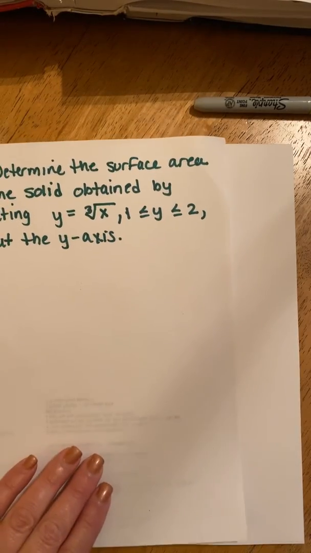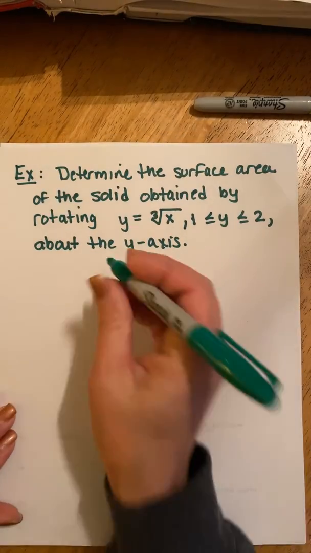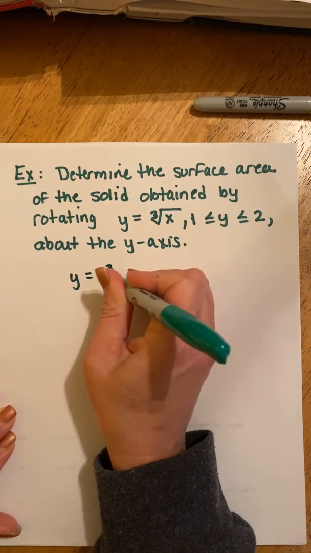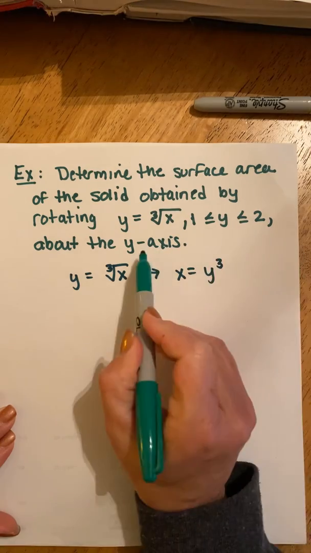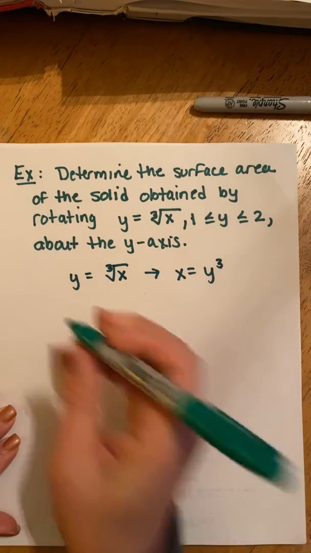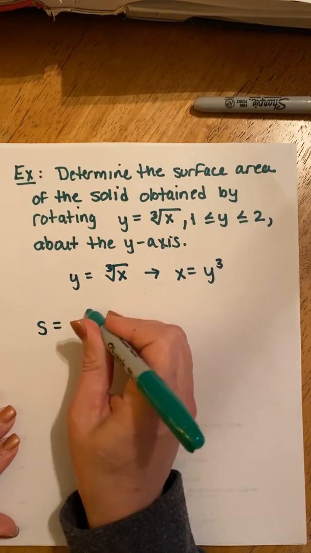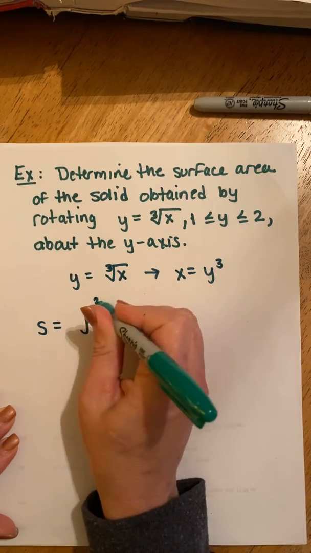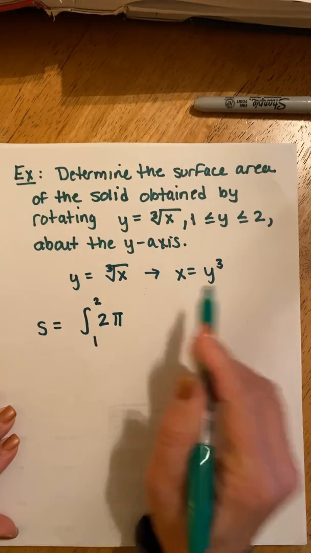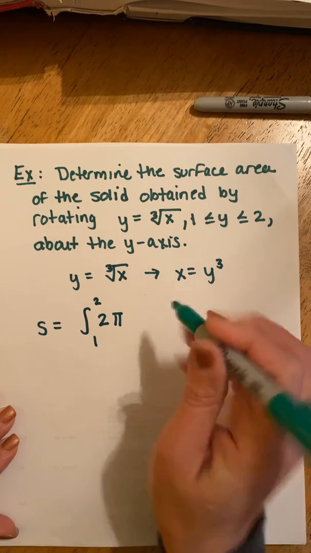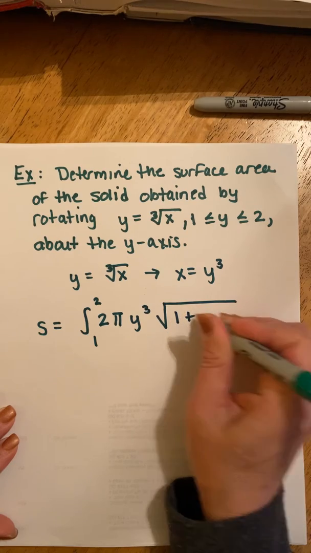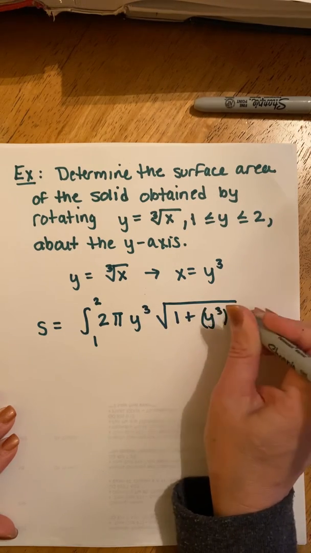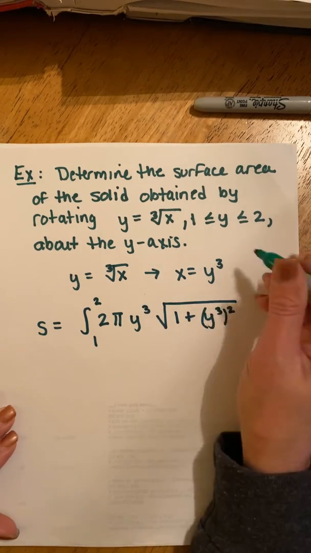The process is the same. We just have to remember we have y equals the cube root of x. So in that case, x is equal to y cubed, because we're spinning it about the y-axis between 1 and 2. So the surface area can be found by integrating from 1 to 2 pi, and h of y, the function h of y would be y cubed, square root of 1 plus y cubed squared. Nope, don't do that. Oh, I messed it up.